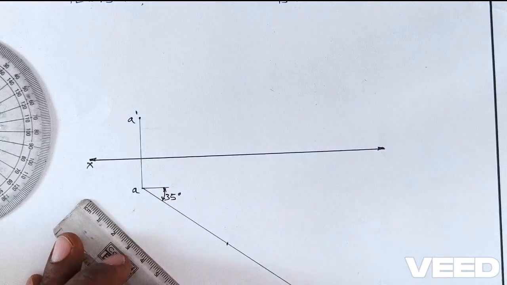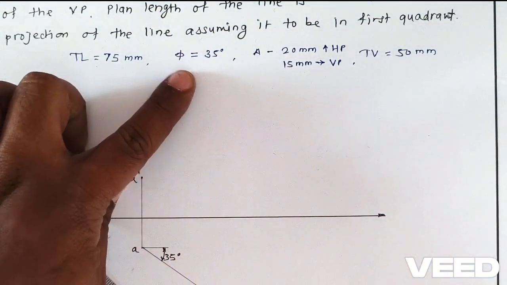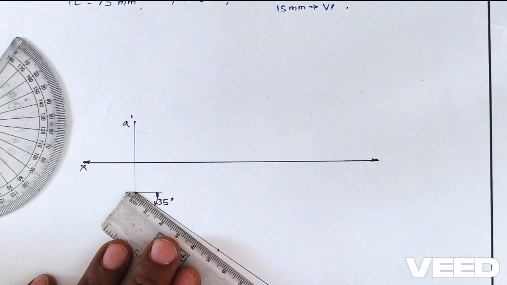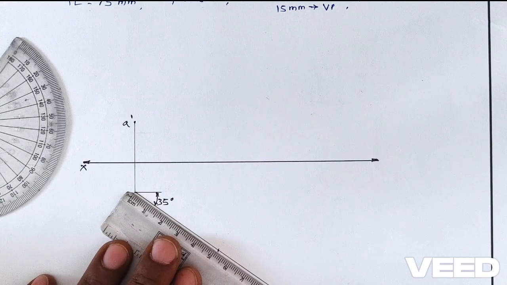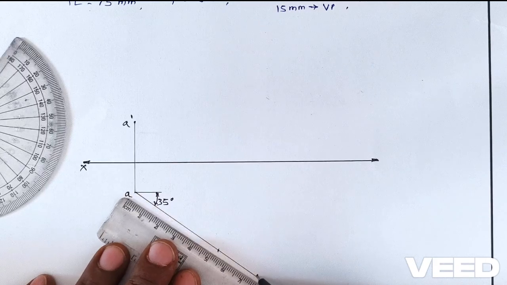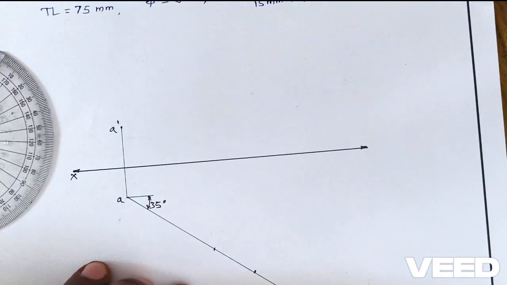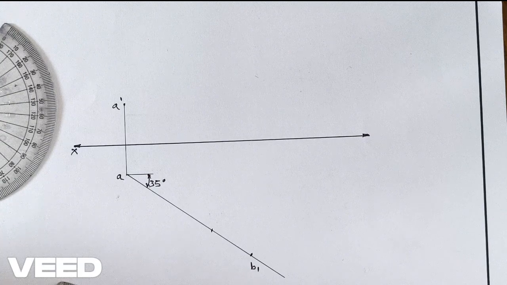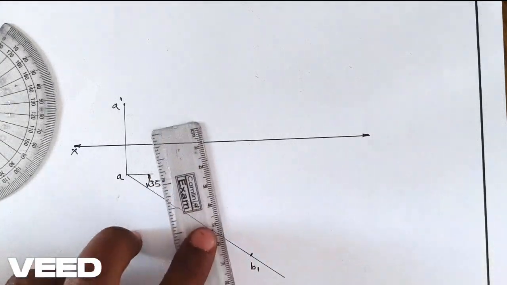As 35 degrees is the true angle, we have to plot the true length on this line. So on this line we plot the true length, 75 mm. This is the true length of the line, and as this is the true length, we keep this as a thin line, and we denote this point as the B1 point. We transfer this true length in the front view.